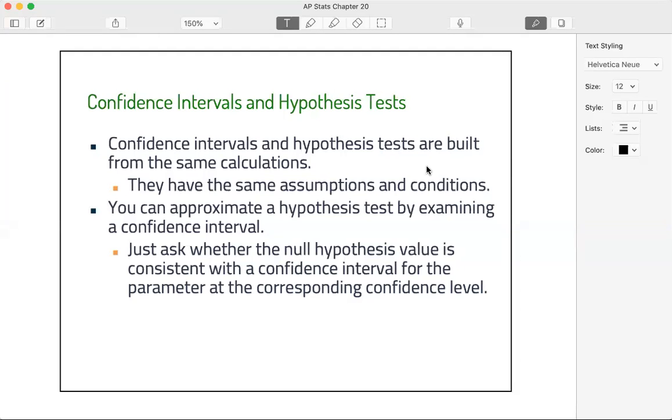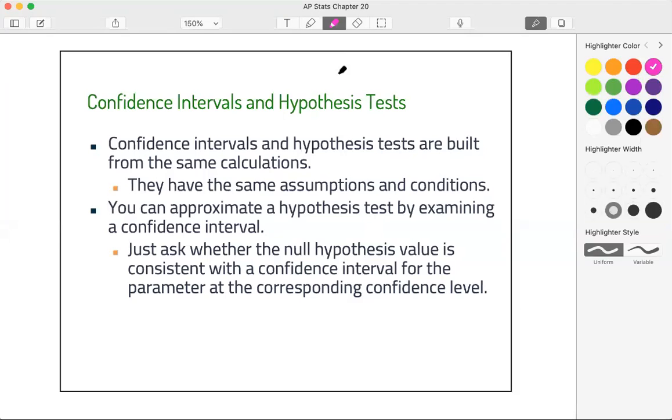All right, this is the second half of chapter 20, and it's hypothesis testing, more about hypothesis testing. All right, so let's pick up on some important points. Confidence intervals and hypothesis tests are built from the same calculations. So that's an important concept here.